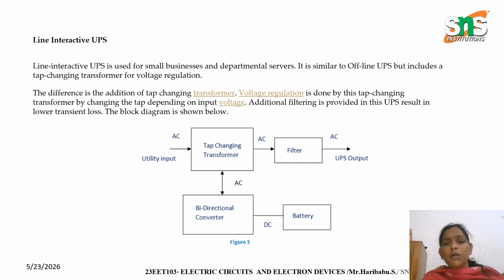It is used for small businesses and departmental services, and we can see such types in our colleges. It is similar to offline UPS, but it includes a tap changing transformer for voltage regulation. The voltage regulation is done by the transformer by changing the tap depending on the input voltage. We are also using an additional filter and a bidirectional converter to maintain the load.